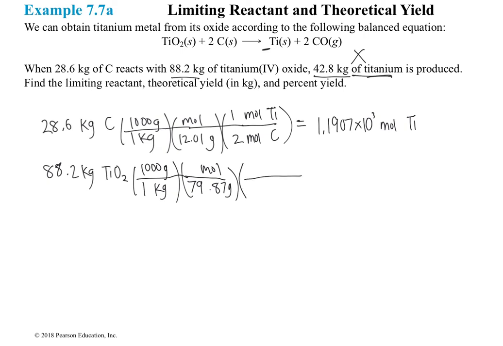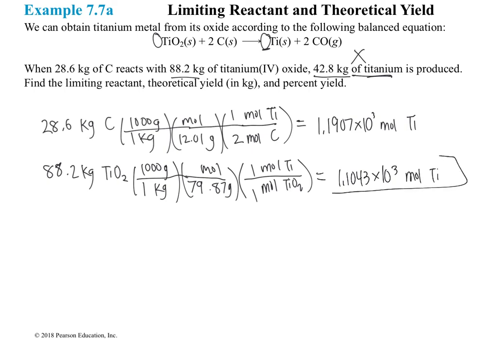And then I can use the stoichiometric ratio, moles of titanium 4 oxide and moles of titanium. This is a 1-to-1 ratio. And I get 1.1043 times 10 to the third moles of titanium. So this one's really close, but this one ends up being the limiting reactant, or the theoretical yield here. So our limiting reactant is titanium 4 oxide.